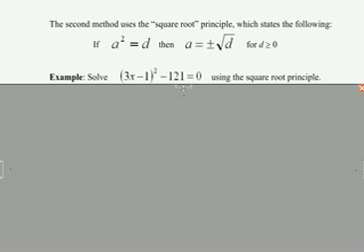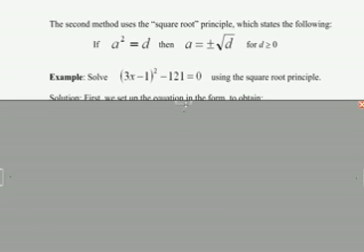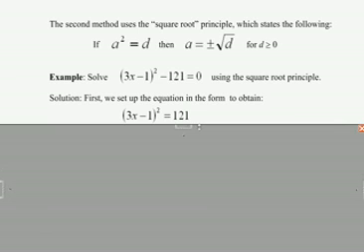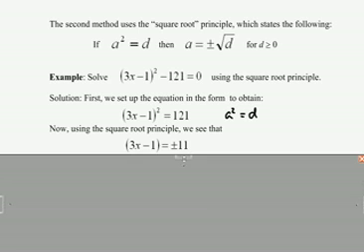In the square root principle, our first job would be to take whatever squared term we have, put that on one side, and any non-squared terms, and move that to the other side of the equation. Doing that in this case is going to give us 3x minus 1 quantity squared is equal to 121. You'll notice that this is of the form a squared equals some fixed number d. So our next job would be to take the positive or negative square root of the number on the other side. Well, the square root of 121 is 11. So 3x minus 1 is equal to positive or negative 11.